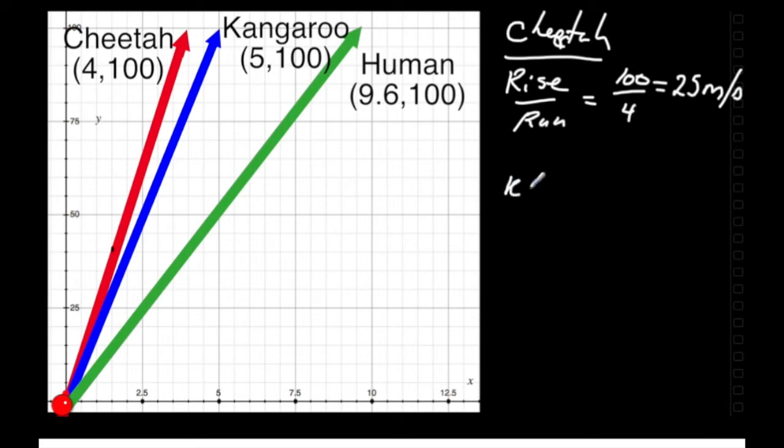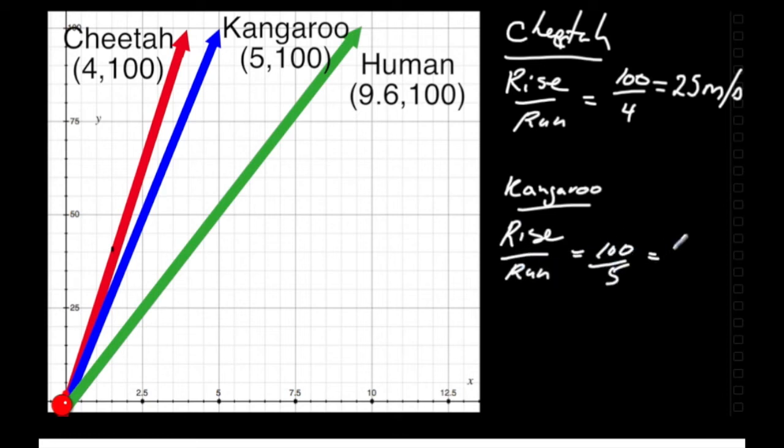So let's get the kangaroo. The kangaroo rises 100 and runs 5 seconds. It takes 5 seconds to run 100. So we've got our slope calculation, 100 divided by 5, which gives us 20. And it's the same units, meters per second. So the kangaroo, notice the number is smaller. And that makes sense that he runs slower than the cheetah. And the steepness of the line is not as steep as the cheetah's. This number is the steepness of the line.